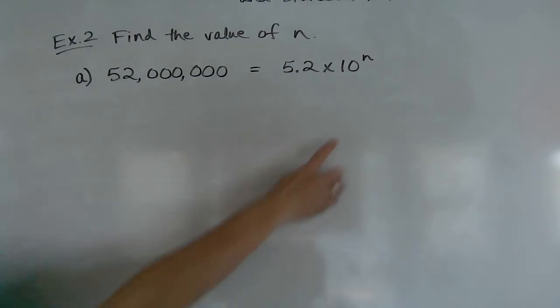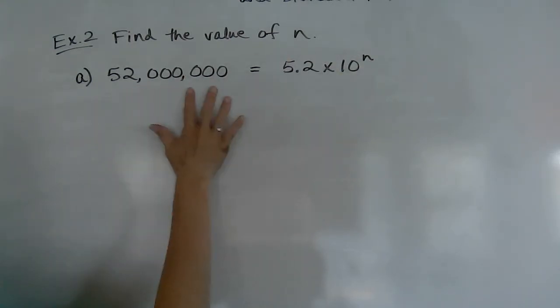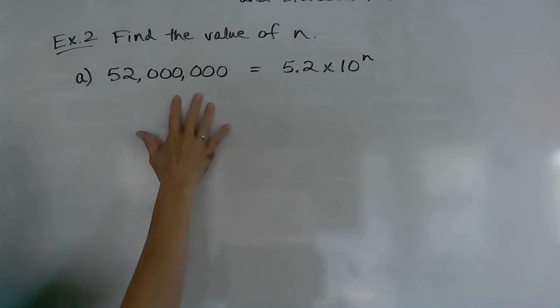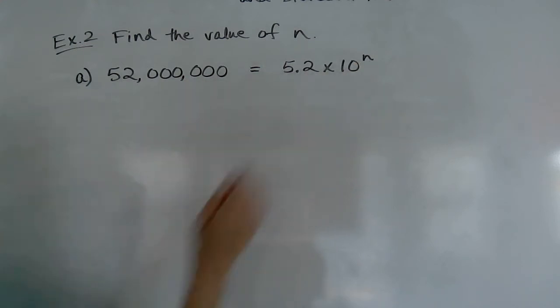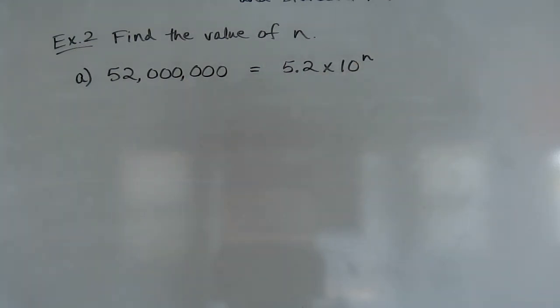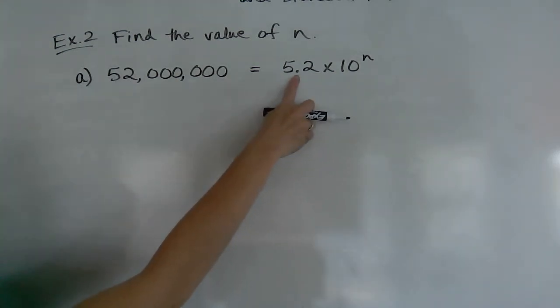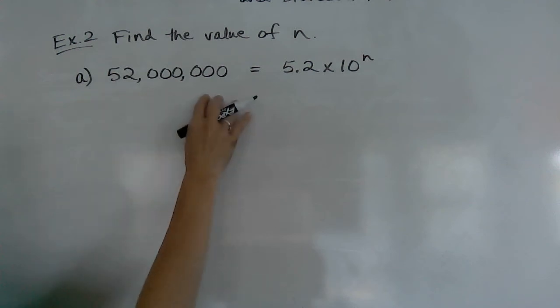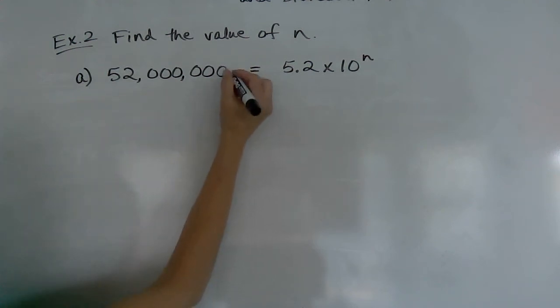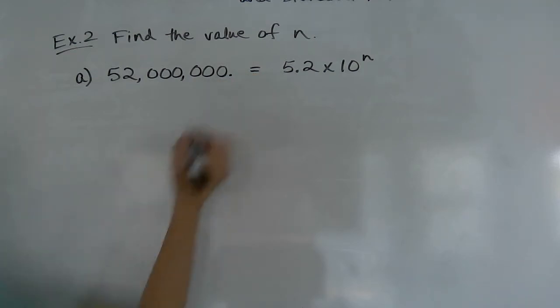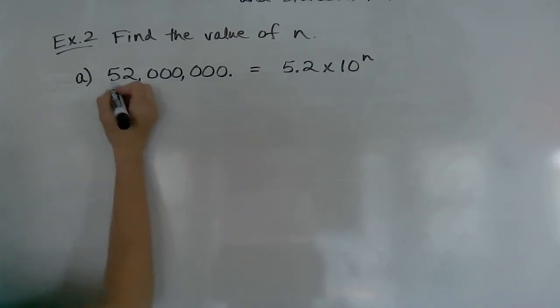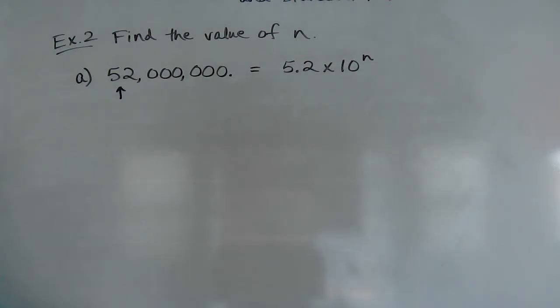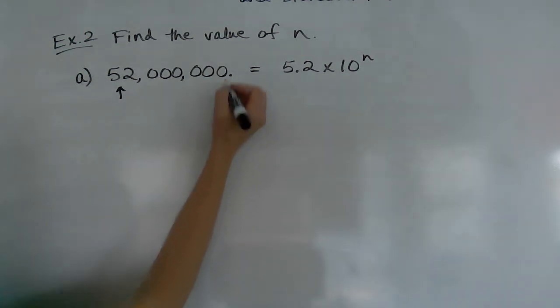We know n has to be positive because our number in standard form is not a small number, it's a large number. Large numbers, positive exponents. So we just need to figure out how many places the decimal has moved to end up right here. If you forget where the decimal is when you don't see one, try to remember it's just at the end. We just don't write it. So we are moving it from here to right here.